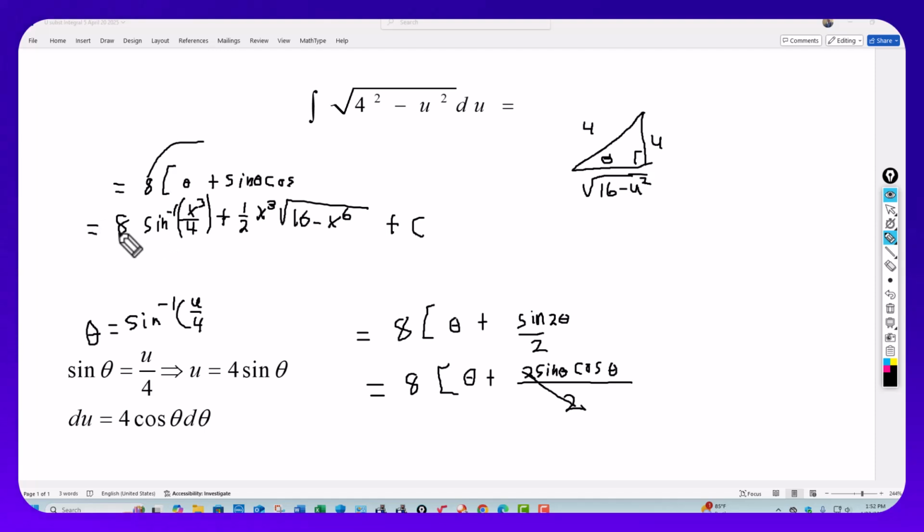So again, after multiplying, the final answer comes out to 8 sine inverse of u, but u was x to the third over 4, plus, and then this coefficient reduced to 1/2, from the 16 here and the 8 over here. And that is multiplied by the product of x to the third and the square root of 16 minus x to the 6. So this is your final answer.